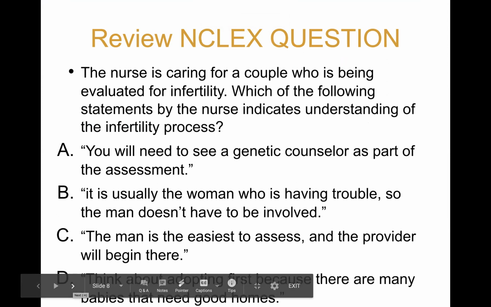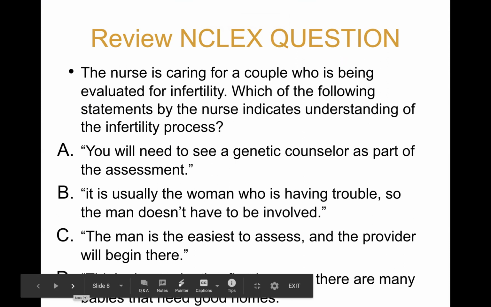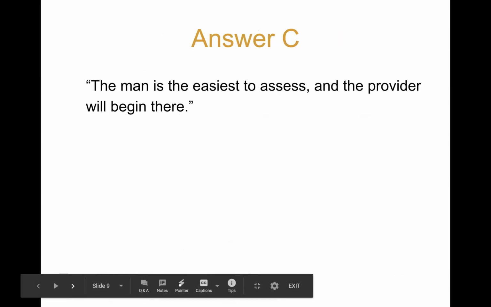The nurse is caring for a couple who is being evaluated for infertility. Which of the following statements by the nurse indicates understanding of the infertility process? Certainly hit pause here so you can work on it, but I am going to go to the next slide. Your answer should be C. The man is the easiest to assess and the provider will begin there. Always think least to greatest, least invasive to most invasive.